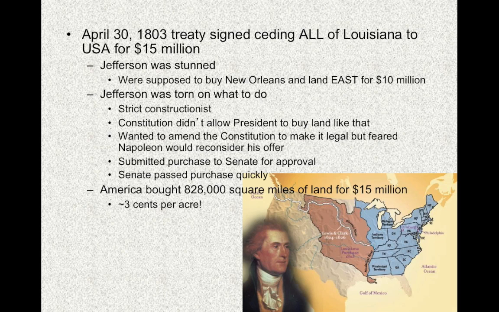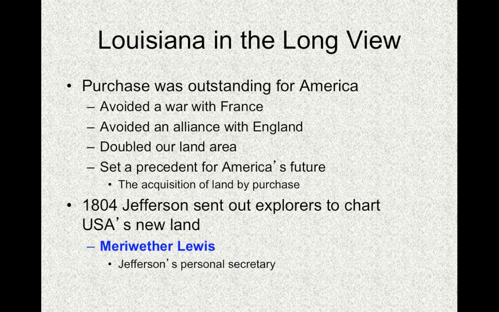So basically, Jefferson goes ahead and submits the purchase to the Senate for approval. And of course, the Senate jumps all over it and they approve it really quickly. And the thing is, there was nowhere in the Constitution that gave him the authorization to do this or to purchase this land. So therefore, Jefferson goes completely against his strict constructionist ideology of the Constitution, totally against what he actually said he was going to do.